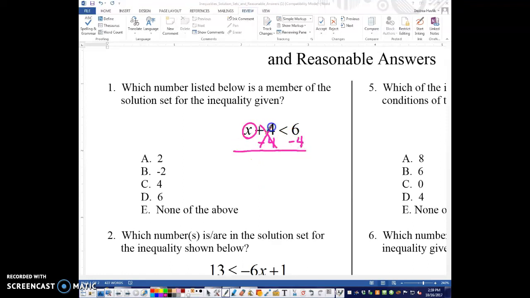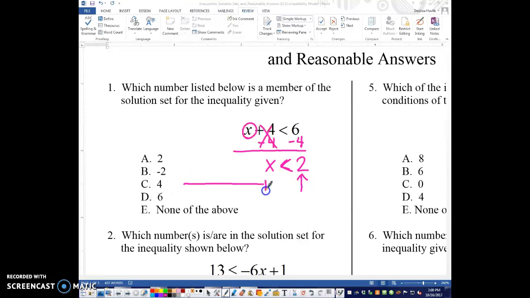So these cancel out. We just have the x is less than. Be sure, this sign here, you don't change it at all. It needs to stay exactly the way it is. 6 minus 4 is what? 2. So now here's what I want you to look at. Which one of these does this say is supposed to be greater? It's the one on the bigger side. So this is saying 2 needs to be the biggest.